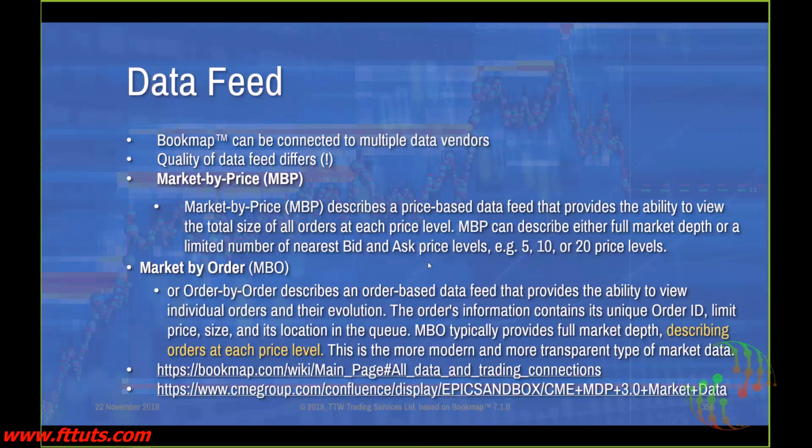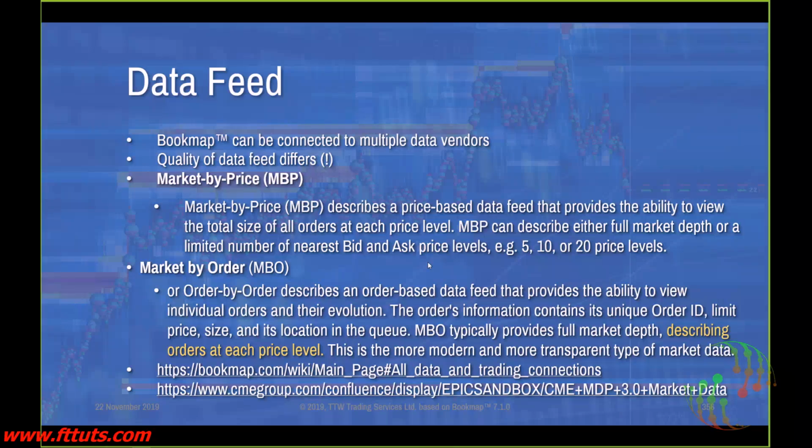There are two types of market data: market by price and market by order. Market by price describes a price-based data feed that provides the ability to view the total size of all orders at each price level. Market by price can describe either full market depth or a limited number of nearest bid and ask price levels. So you get either 5, 10, 15 or 20 price levels.